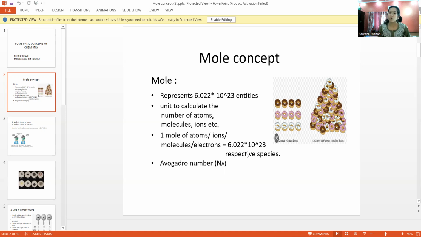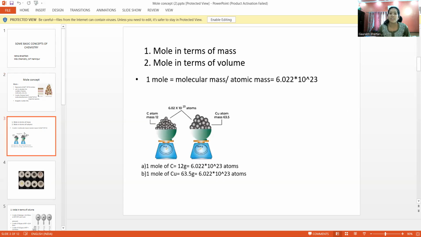So basically, a mole is just a unit to calculate the number of atoms, molecules, ions, electrons, or any species present in a particular sample, right? This number itself is also known as the Avogadro number or the Avogadro constant. Now, I have categorized the mole concept into two parts. Number one is the mole in terms of mass, and number two is the mole in terms of volume. Firstly, we will study the mole in terms of mass.